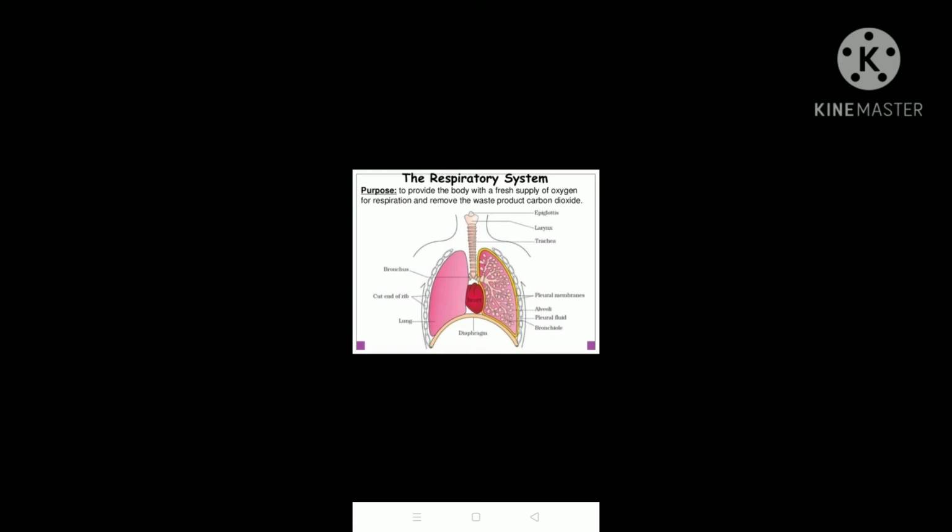Okay, so now let us see the major organs and their functions. The first one is the nose. You know that it is the entry and exit point of air. Next is the voice box, which we also call the larynx. As air passes through the larynx, we can speak. Trachea, the windpipe, connects to our lungs. So these are some of the organs.